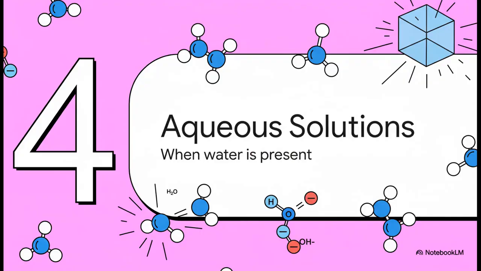Okay, so we've mastered molten electrolytes, but let's be honest, most of the time in a school lab, we just dissolve stuff in water. So what happens then? Welcome to Part 4, Rules for Aqueous Solutions. This adds an extra layer of complexity because the water itself can actually join in on the reaction.